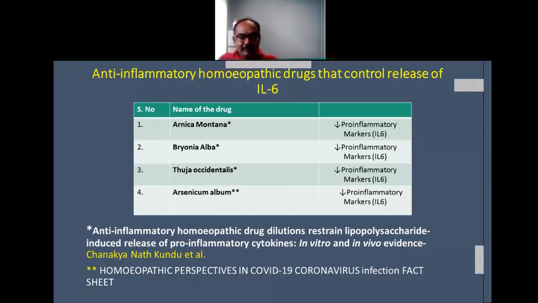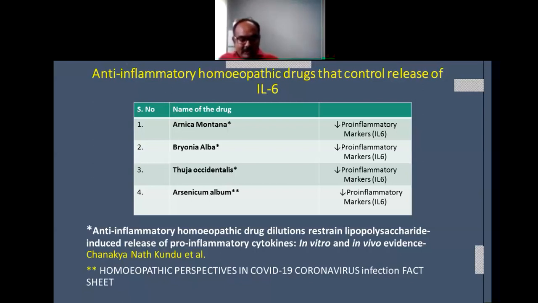Acute phase patients who are on ventilators, or patients with kidney failure because of this virus, patients with pneumonia, and patients with hepatic failure because of the virus, can be given Arnica Montana and Bryonia and Thuja Occidentalis. We can also include G. officinalis also. That I don't have literature.